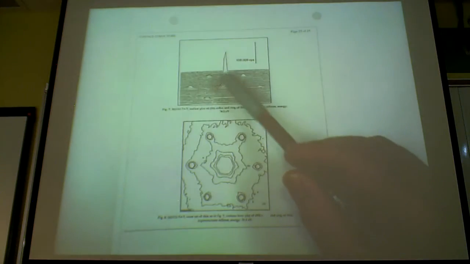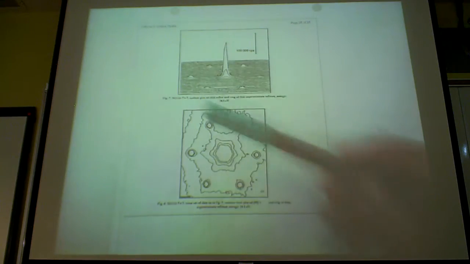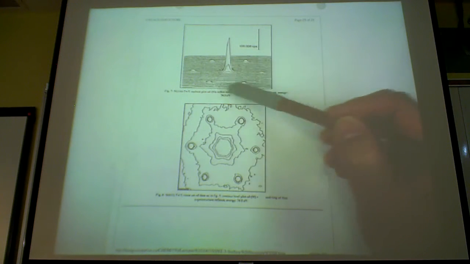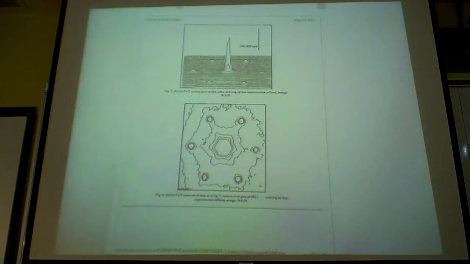You can pick out a spot like this, right? This is plotted in 2 dimensions. This is the intensity. This is the 0,0 spot, and then you have the weaker spots, and you can plot it in a different way.